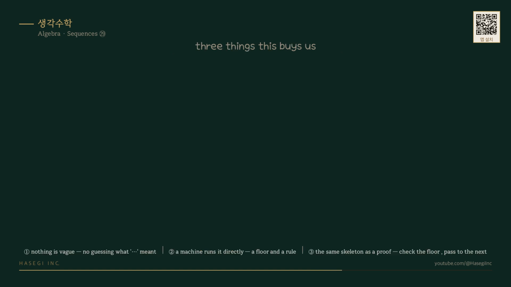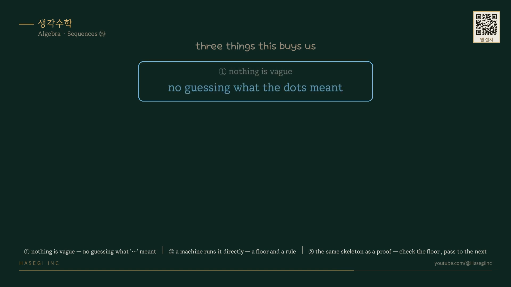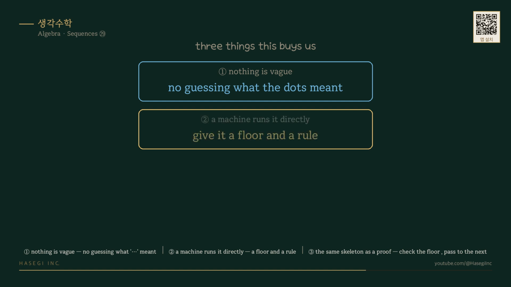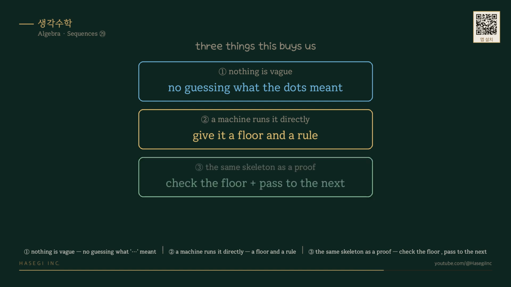Writing it this way pays off 3 times. First, nothing is vague. You never have to guess what the dots meant. Second, a machine can run it directly. Give it a floor and a rule and that is all. Third, it has the same skeleton as a proof. Check the floor, then pass one step to the next. That is exactly the shape of mathematical induction, which is next.